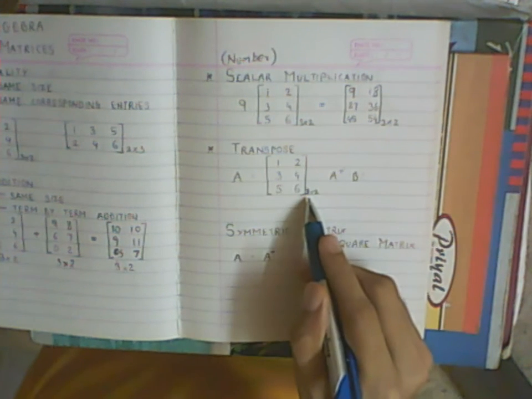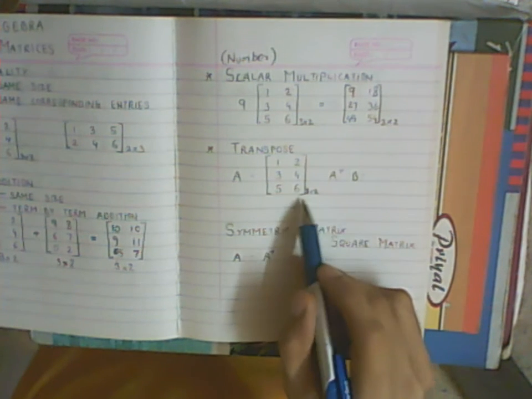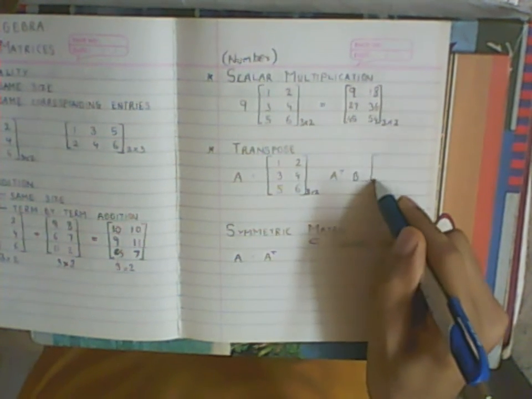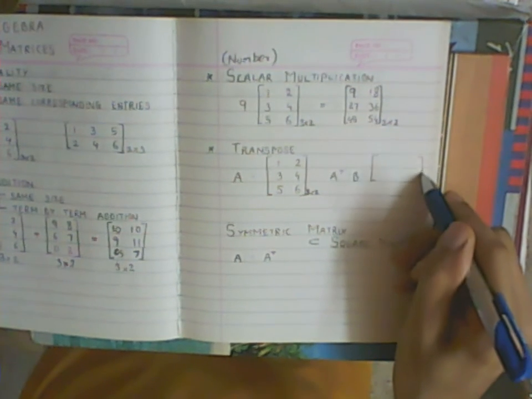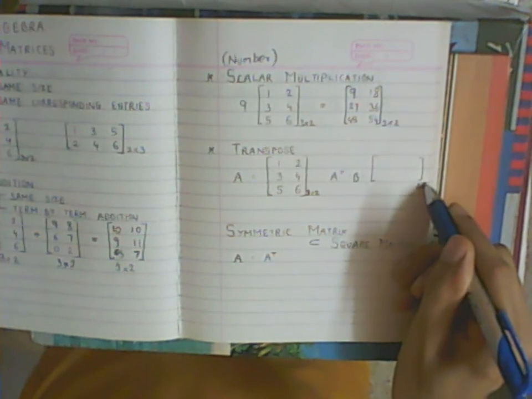So if this is a 3 by 2 matrix, my transpose will be the opposite of that. It will be a 2 by 3 matrix. So it will have two rows and it will have three columns. So this will be a 2 by 3 matrix.